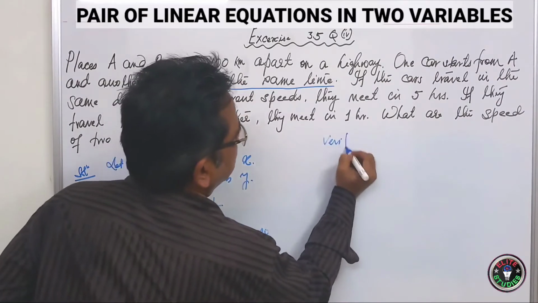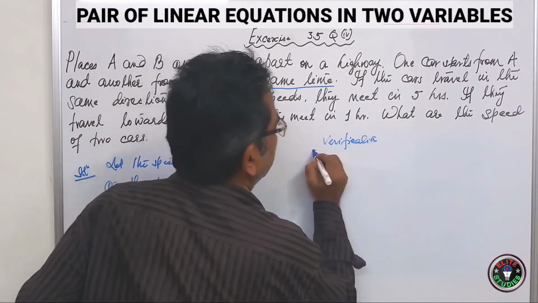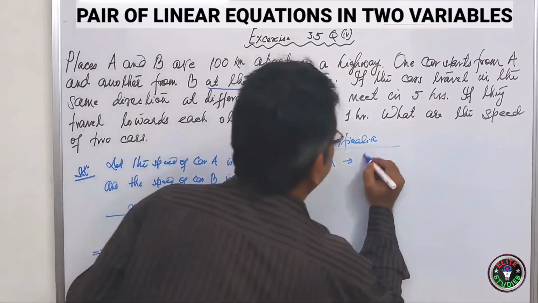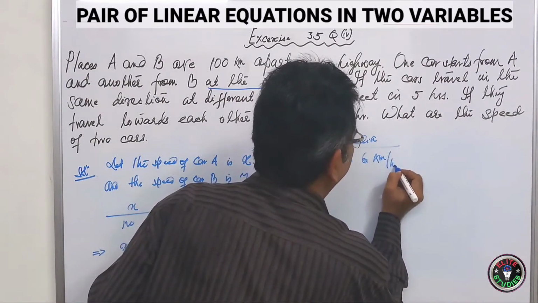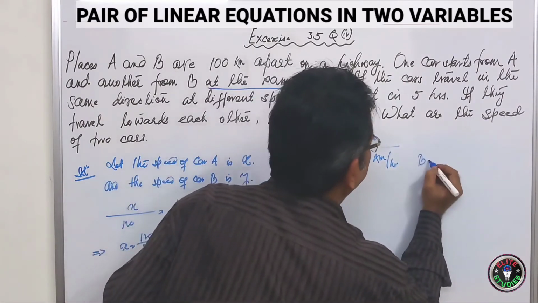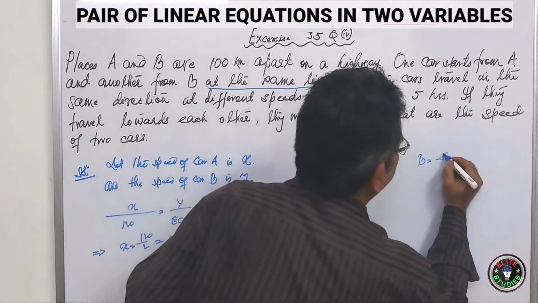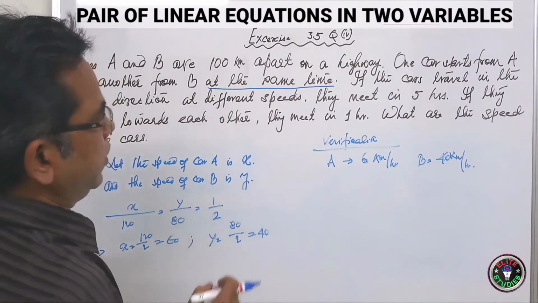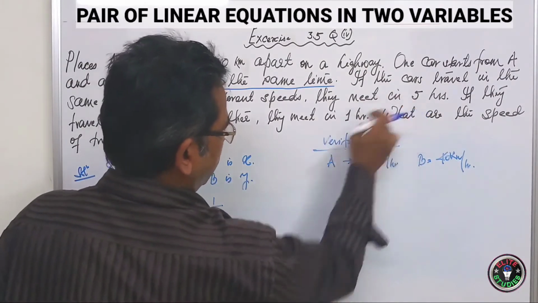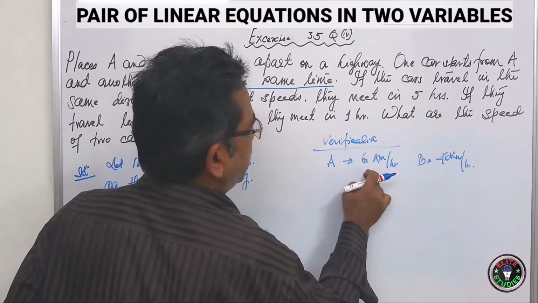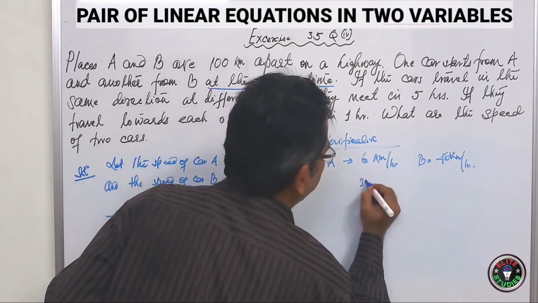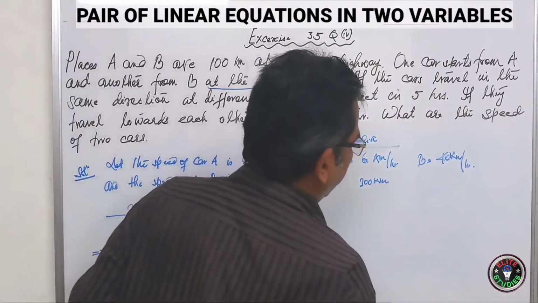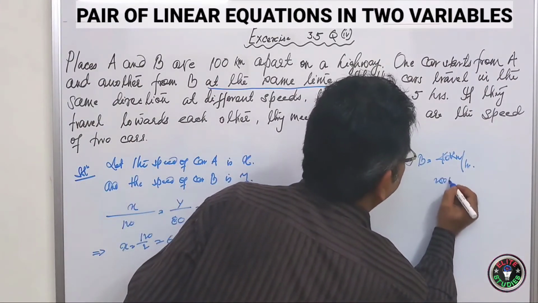Now, verification. Speed of car A is what? Speed of car A is x. X is 60 kilometer per hour. And B is how much? 40 kilometer per hour. Now, let us check. The distance traveled by car A in 5 hours will be 5 into 60, 300 kilometer. A will travel 300 kilometer and B will travel how much in 5 hours? It will be 200 kilometer.